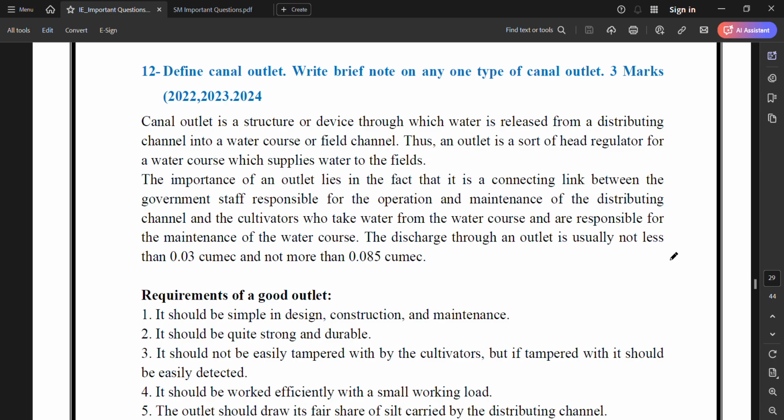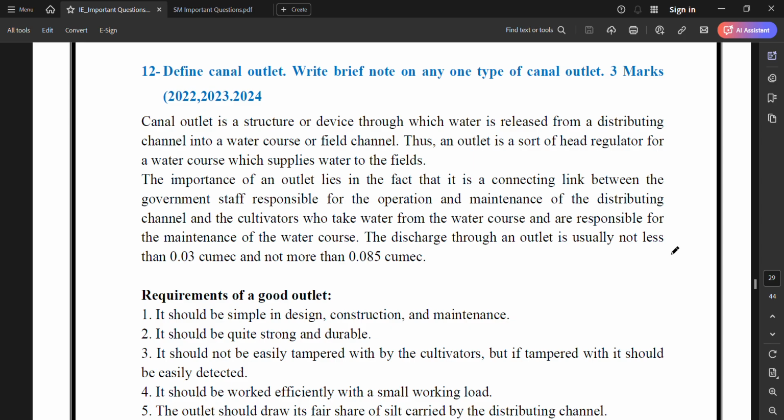A canal outlet is a structure or device through which water is released from distributing channels into a water course or a field channel. Thus, an outlet is a sort of head regulator for a water course which supplies water to the fields. The importance of the outlet lies in the fact that it is a connecting link between the government staff responsible for the operation and maintenance of distributing channels and the cultivators who take water from water courses and are responsible for the maintenance of the water course.